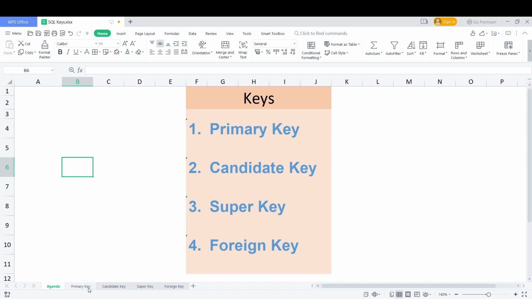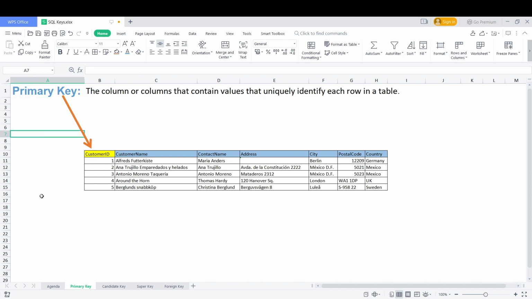So let's start with the primary key first. So I will go to the primary key sheet. And in here, what is a primary key? A primary key is a column or columns that contains values that uniquely identify each row in a table, right? The primary key is nothing but a column or a set of columns that uniquely define or uniquely identify each row in a table. Okay.